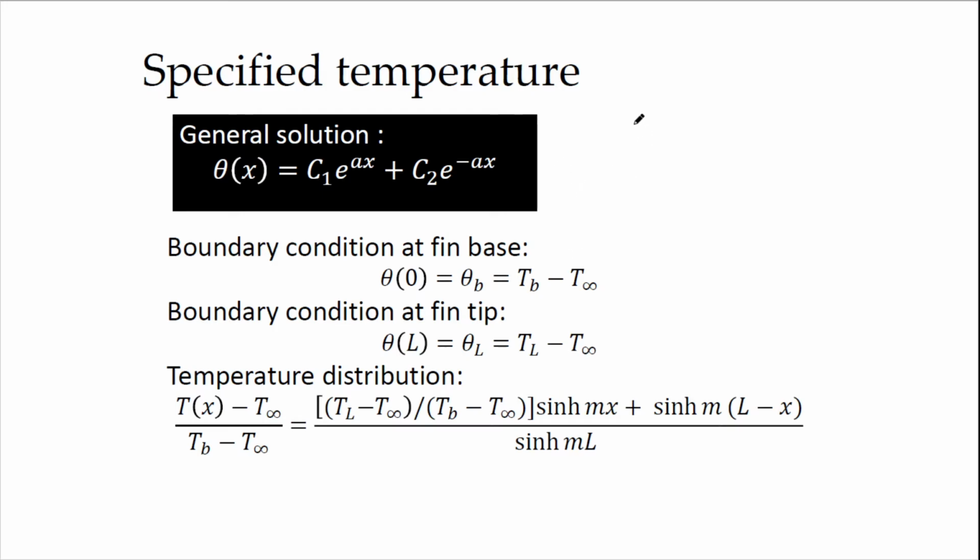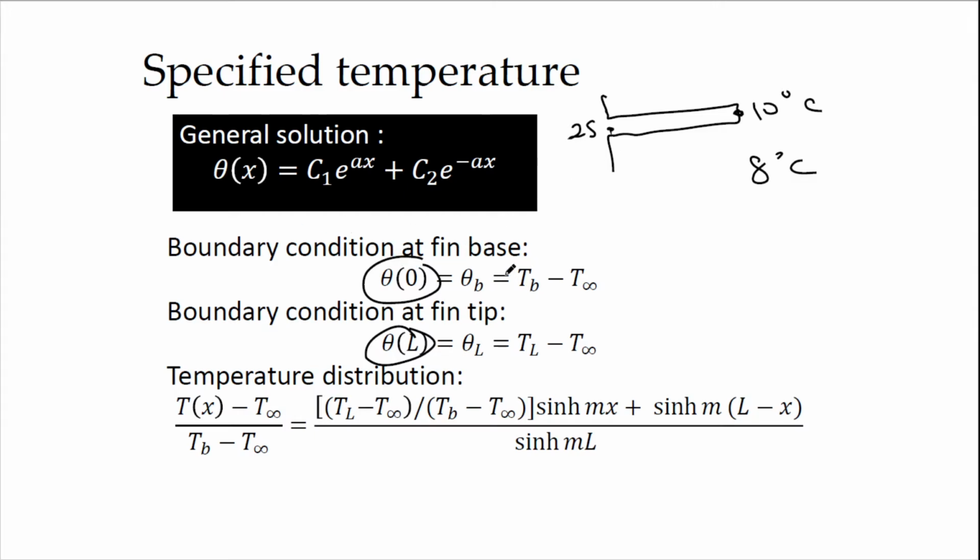Now for specified temperature, we have a fin. Let's say the base is 25 degrees C and the tip is 10 degrees C. Your ambient is maybe 8 degrees C, very cold. So you need to find what your theta is first. You cannot use the temperature directly because theta is your solution. So in that case, your theta will be 25 minus 8, and in this case, 10 minus 8.